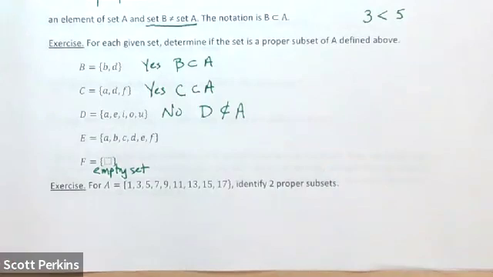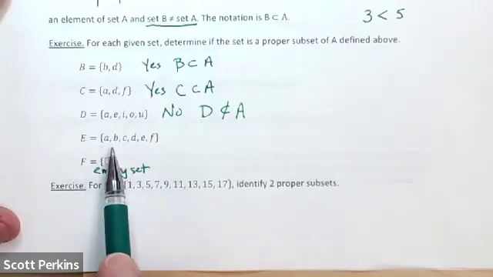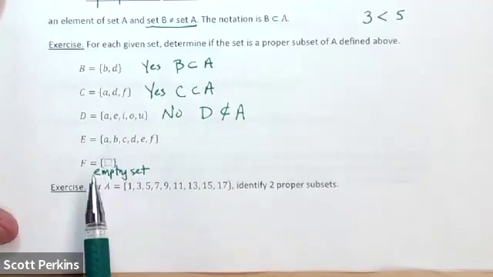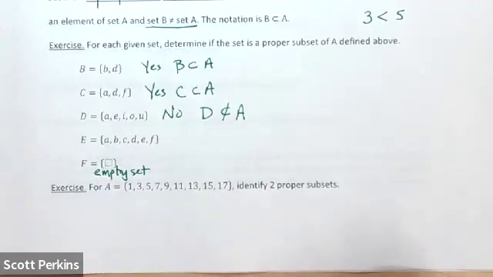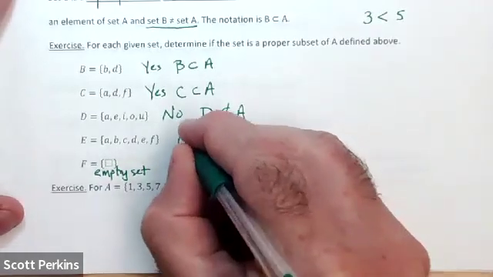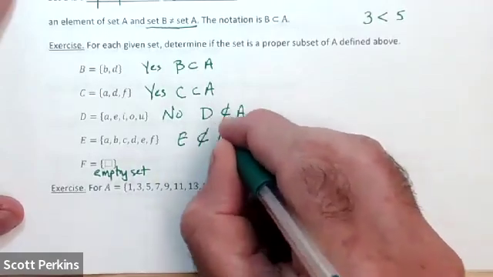How about E? Is E a proper subset? Okay, why is it not? You are 100% correct. Because it's the equal set. Yes, it's a subset, we saw earlier. It has all of the elements of A, it has every single one. So E is not a proper subset of A.